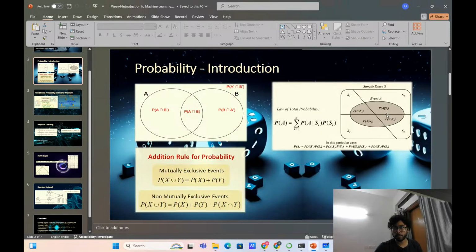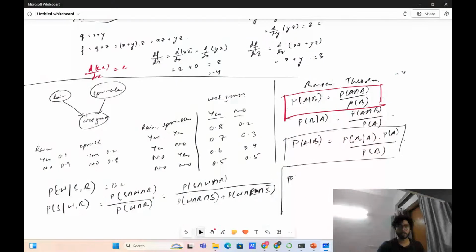Right. So this is the law of total probability. Remember this. If you are to calculate the probability of some event, you have to look at each of the sample spaces. So given S1, probability of A times probability of S1, plus given S2, probability of A times probability of S2, and so on, sum over all the subsamples, right? In our case, the subsamples are either sprinkler is on or sprinkler is off. So you have to see both the probabilities and add them, right?